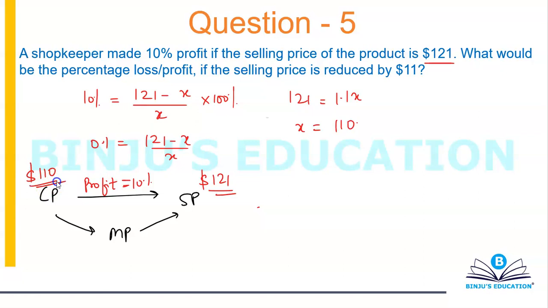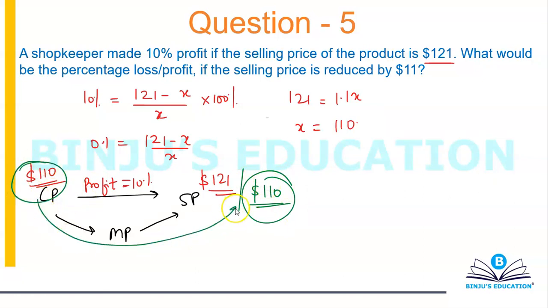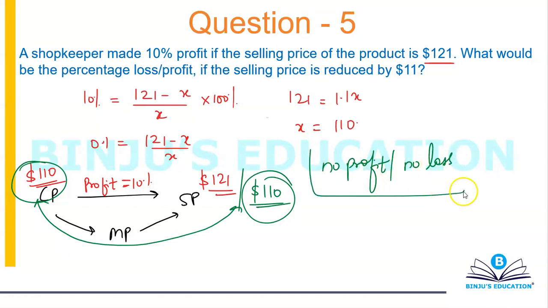What would be the percent loss or profit if the selling price is reduced by $11? Now, if I'm going to reduce this by $11, then this selling price will basically become $110. Now, selling price is exactly equivalent to cost price. So the answer is no profit, no loss, and that's your answer. Alright, let's move on.